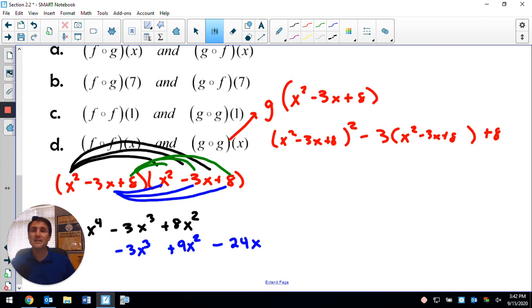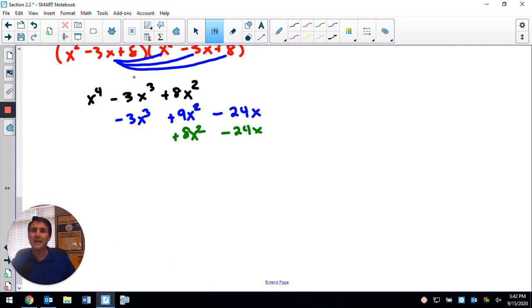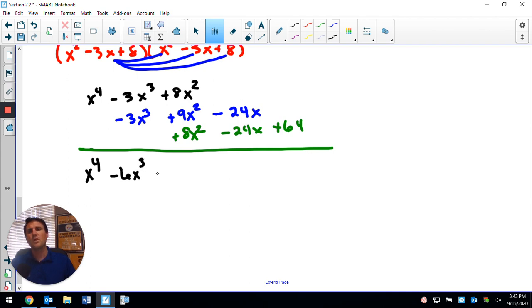All right, then we have the last term. 8 times x squared is 8x squared. Then we had 8 times negative 3x, which is negative 24x. Then we had 8 times 8, which was 64. And look at all the parts we can stick together. This is why I would stack them, so you can see which ones match up easily. X to the 4th minus 6x cubed plus 17 and 8 is 25x squared minus 48x plus 64. And that's just the squared part.